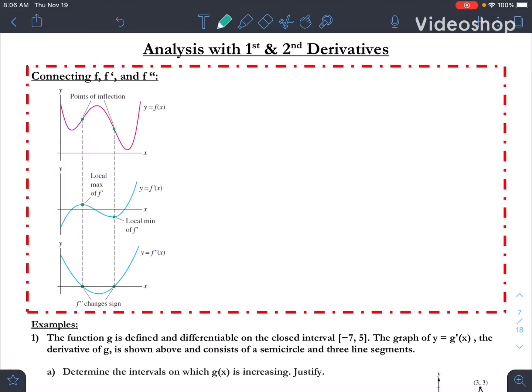Hey everyone, so today we're going to work on analysis with the first and second derivative, connecting f prime and f double prime graphs. There's not going to be anything necessarily new since we talked about points of inflection and concavity. This is just really connecting it, like what does that look like on each of the graphs.